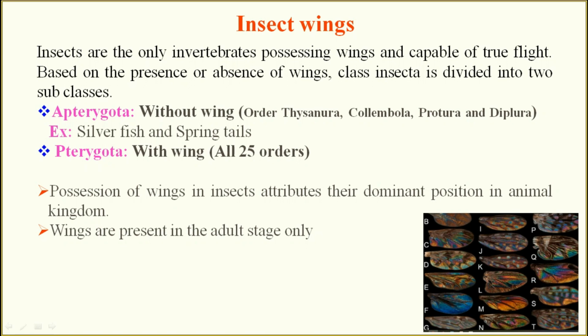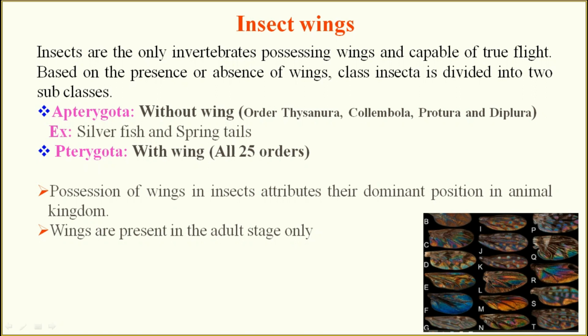So all other 25 orders, starting from Ephemeroptera up to the last one, everyone is having what? Wings. So this is the classification of class Insecta into 2 subclasses. One is Apterygota, another one is Pterygota. Clear? Total 29 orders are there. Out of that 4 are Apterygota. The rest 25 are Pterygota insects.